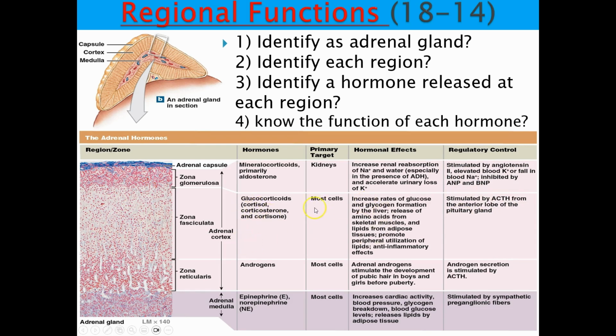And the function of that, or where it targets, most cells. This is a stress response. So notice it increases the rate of glucose and glycogen formation by the liver, releases amino acids from skeletal muscle. And hopefully you're thinking, that doesn't sound too good, right? Why would we break down skeletal muscle? Notice releasing lipids from adipose tissue, and then here promote peripheral utilization of lipids, anti-inflammatory effects.